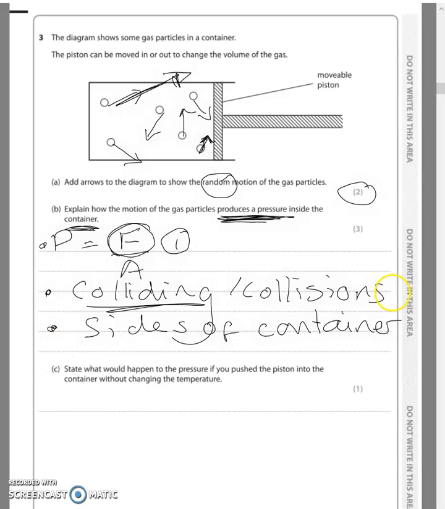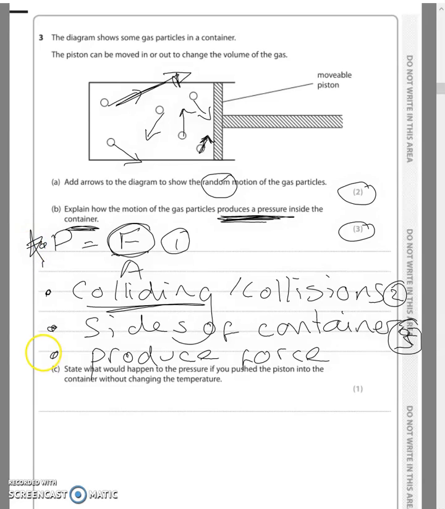And then mark number 4, if you needed it, but you don't, so you're only going to get a maximum of 3 anyway, is the idea that these collisions produce a force. So you're probably going to get that one or that one, but you should be definitely getting these 2 in the middle.